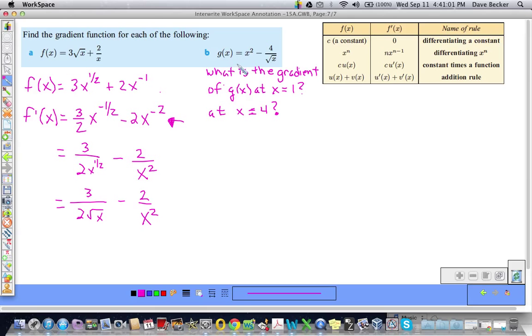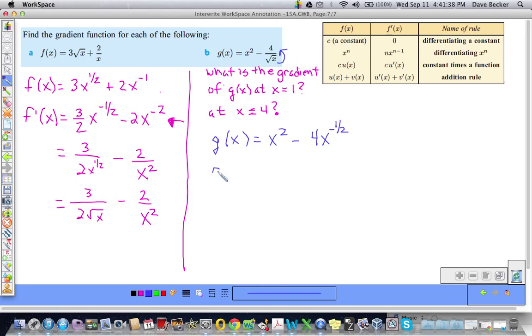And so our last example, find the derivative of this, and I asked this question: what is the gradient of g of x at x equal to 1 and at x equal to 4? Just two different gradients. So I'm going to have to rewrite this one in order to do the problem. So I'm going to rewrite it as g of x is equal to x squared minus, now that's 4 over x to the 1/2. So if I move the x up into the numerator from the denominator, that's going to be 4x to the negative 1/2.